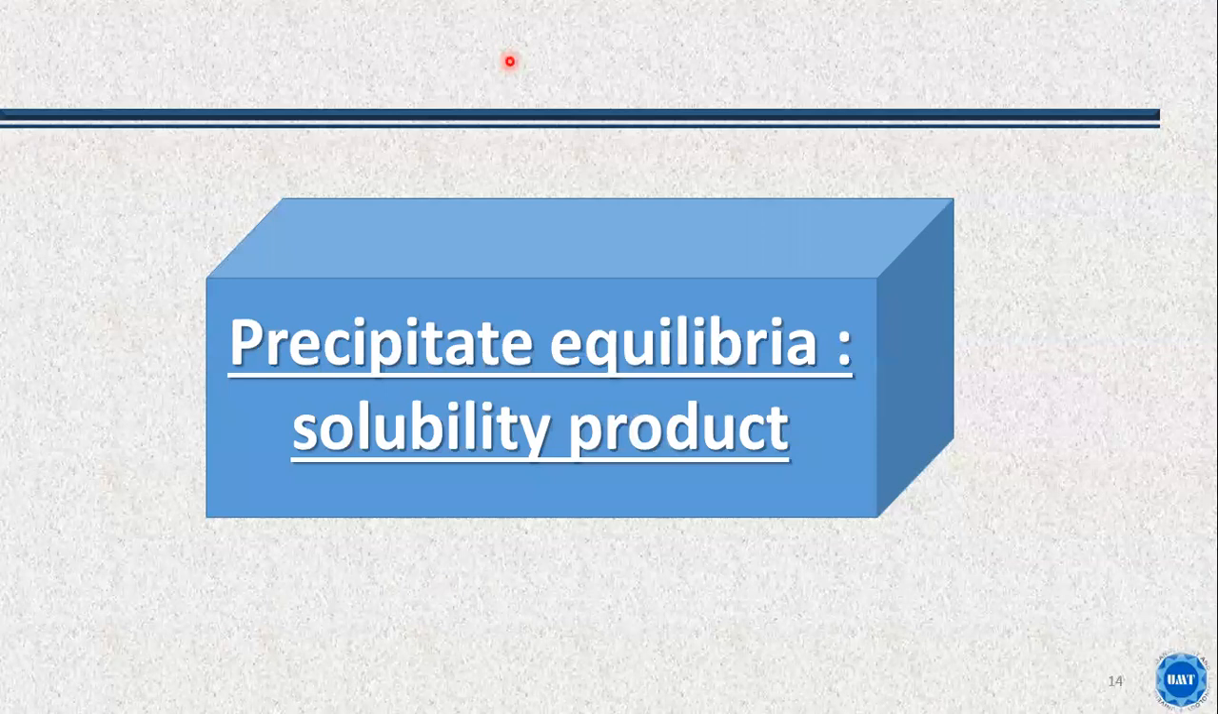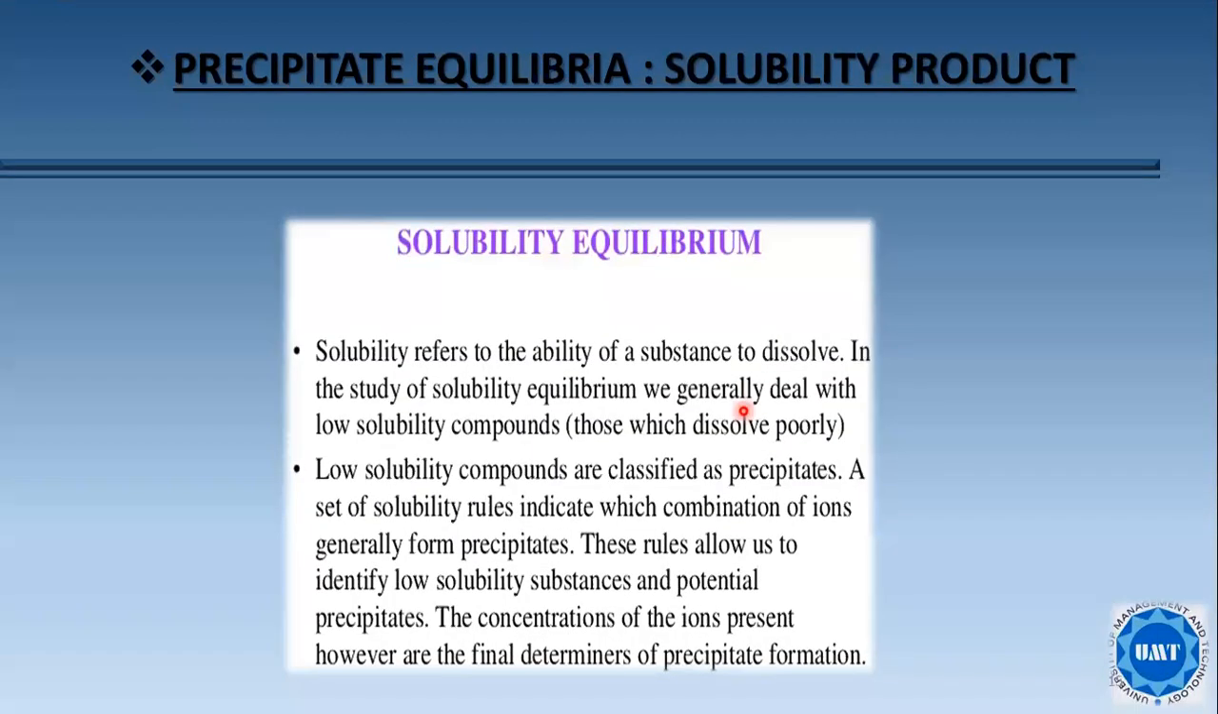So, what are precipitate equilibria and solubility product? Solubility equilibrium: solubility refers to the ability of a substance to dissolve. In the study of solubility equilibrium, we generally deal with low solubility compounds. Low solubility compounds are classified as precipitates.